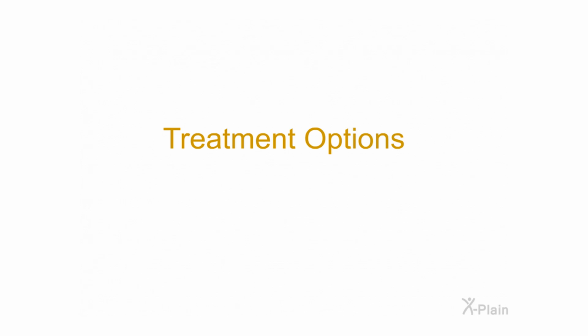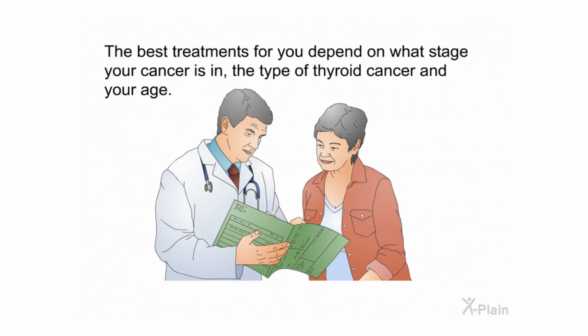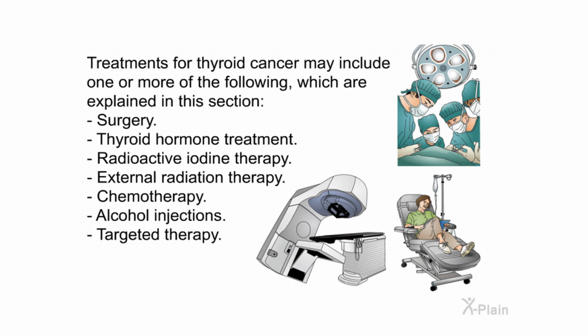Treatment options. The best treatments for you depend on what stage your cancer is in, the type of thyroid cancer, and your age. Treatments for thyroid cancer may include one or more of the following, which are explained in this section: surgery, thyroid hormone treatment, radioactive iodine therapy, external radiation therapy, chemotherapy, alcohol injections, targeted therapy.